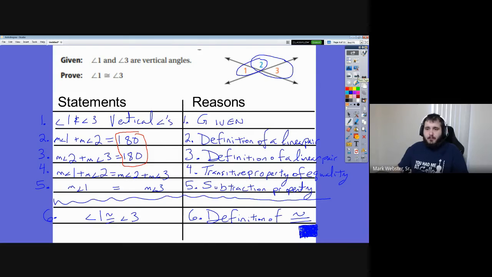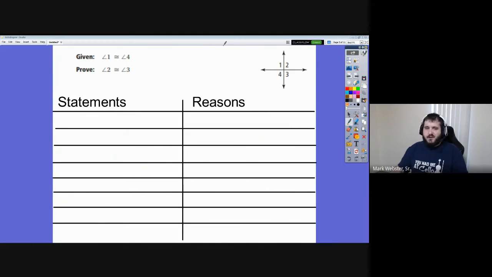So let's continue on. I'm going to do one more, and then you're going to give it a try. What I've got is that angle 1 is congruent to angle 4. That was given to me. So now we have this nice pretty tool about vertical angles being congruent. Let's use it. Since I know that vertical angles are congruent, what can I say? Well, I know that angle 1 is congruent to angle 3, and angle 2 is congruent to angle 4.